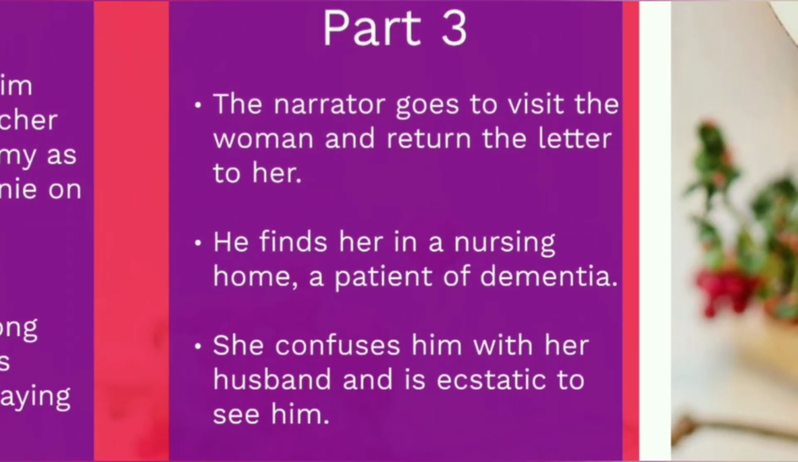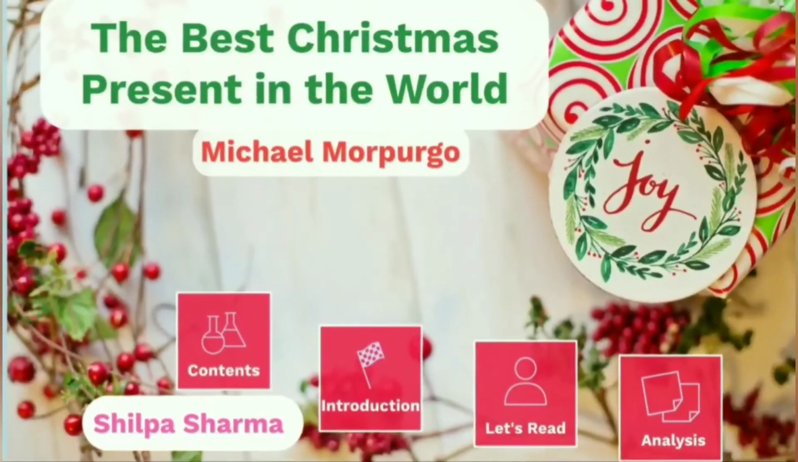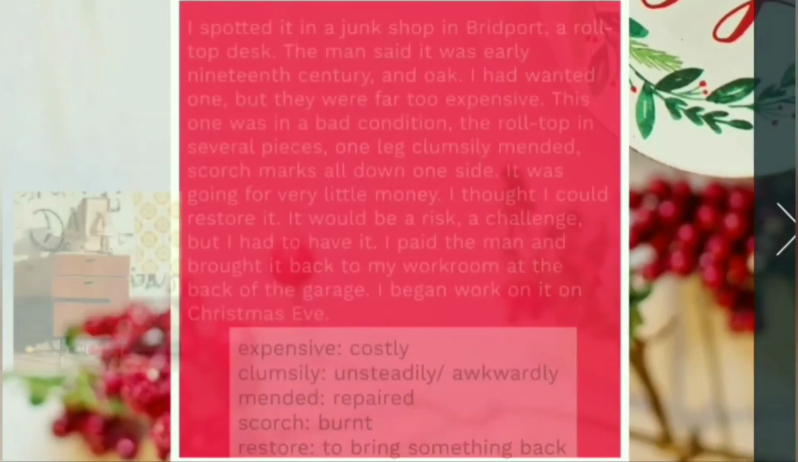In the third part of the story, the narrator decides to visit Connie and hand over the letter to her personally. He finds her in a nursing home, waiting for her husband. She confuses the narrator with her husband and thinks that he is her Christmas present. Now that we've discussed the plot, let's get straight into the story.